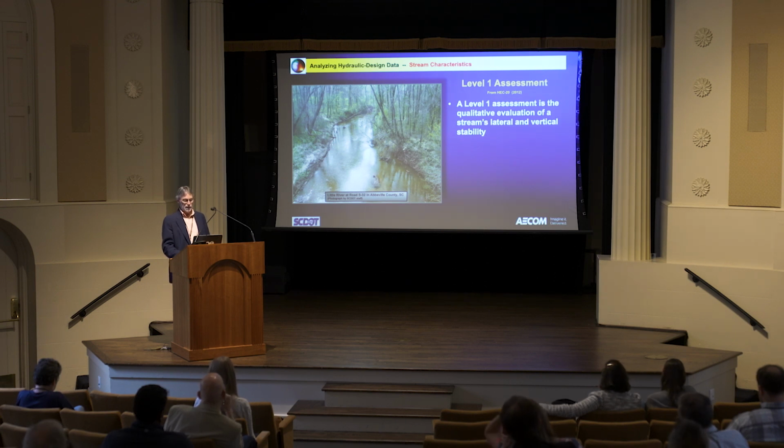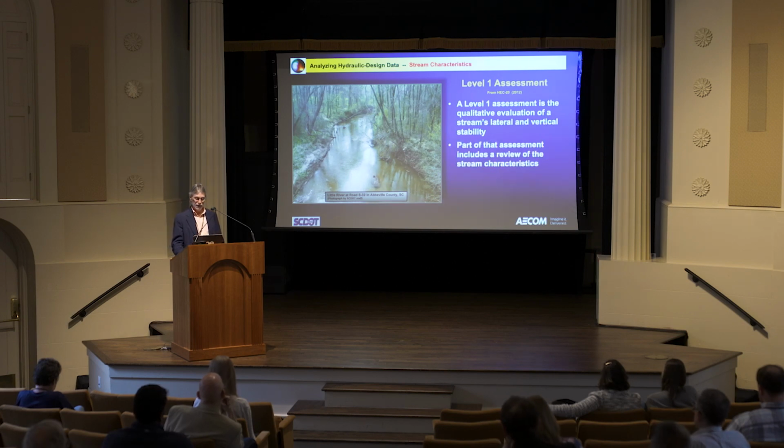So level 1 assessment is the qualitative evaluation of a stream's lateral and vertical stability. And again, part of that assessment includes a review of stream characteristics. And these are the characteristics that we will typically look at when you're doing a level 1. And this is the data that we reviewed and compiled and looked at trends in this little study here.